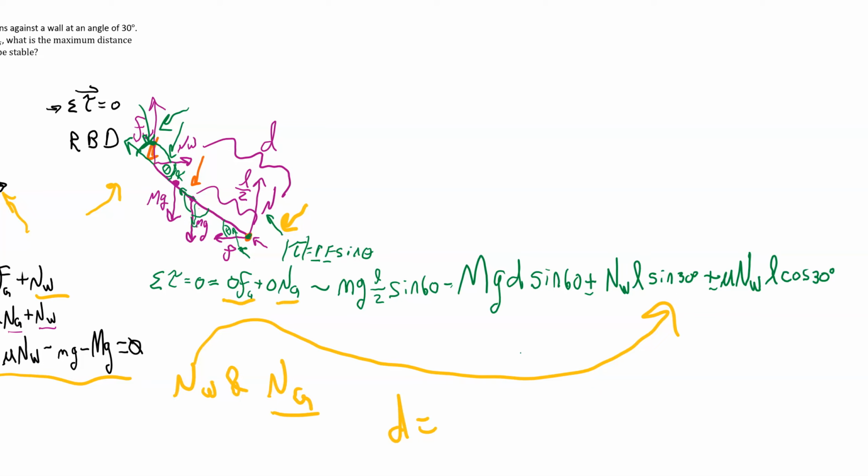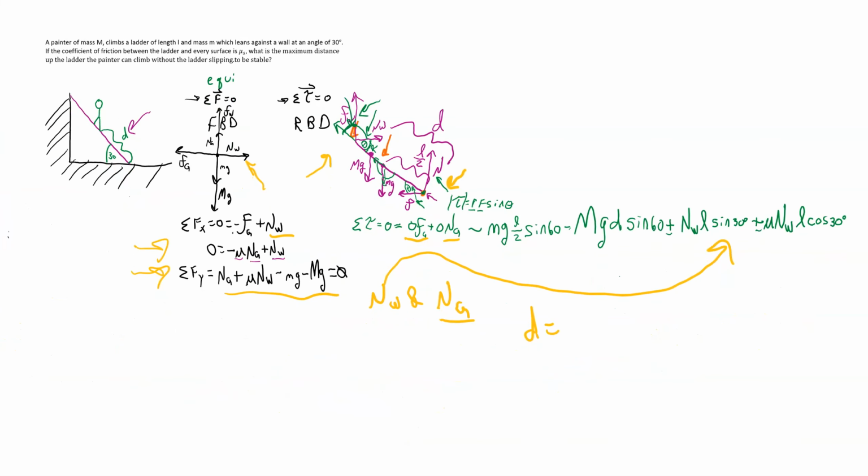Okay, and then if something wants to rotate it clockwise, put a plus sign in front of it. If it wants to rotate it counterclockwise, put a minus sign in front of it. Okie doke, I will leave it to you to work out the algebra.